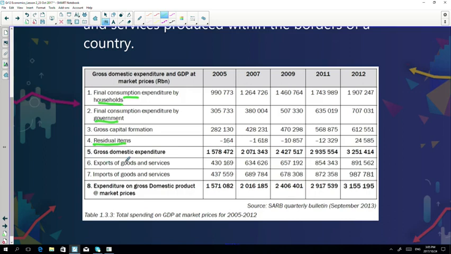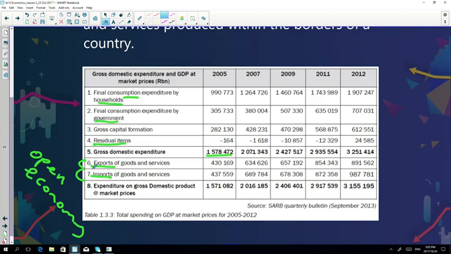Then here we've got the gross expenditure, which is our amount over here. And then exports of goods and services, and the imports of goods and services. Remember, we are dealing with an open economy, and therefore we are going to have the imports and the exports taking place in this market as well.